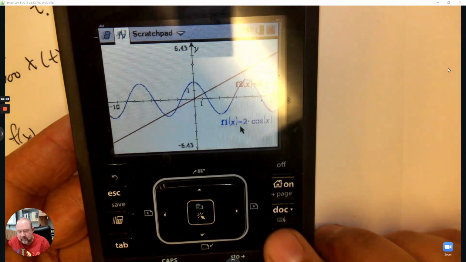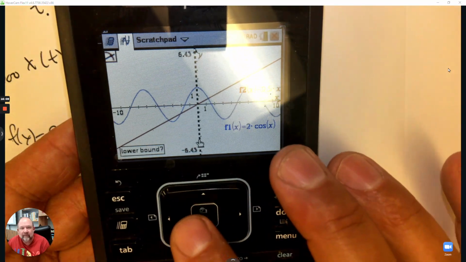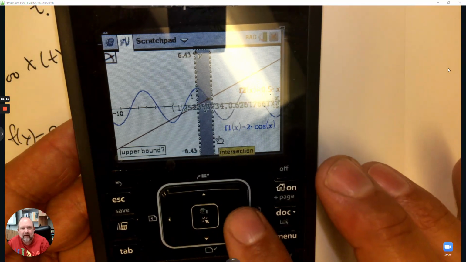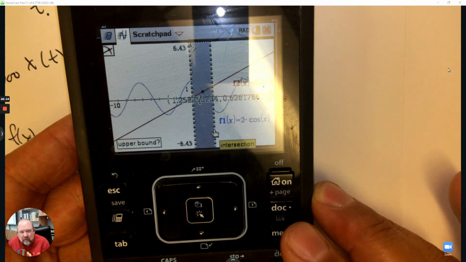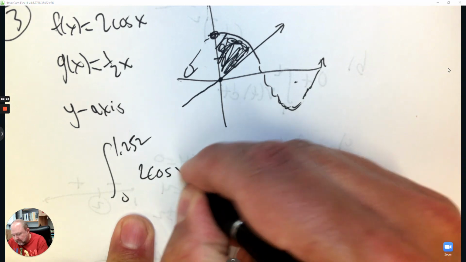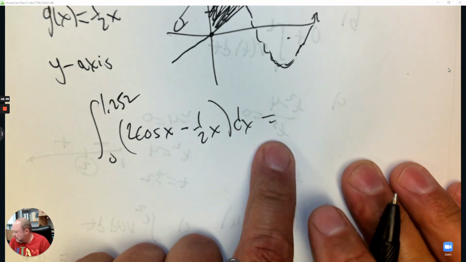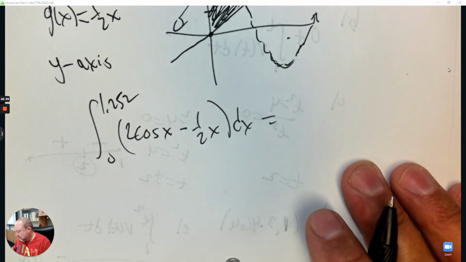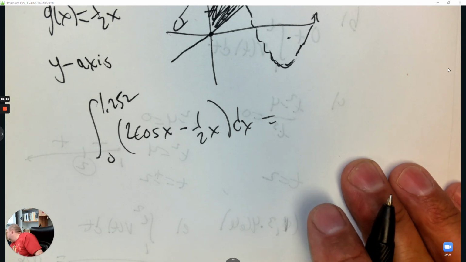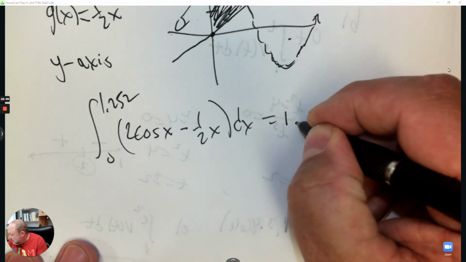So where the red and blue cross, I'm going to go menu, analyze, intersection, and then to the left, and then to the right, and then it's going to highlight over it, and I get 1.252. So we're going to integrate from 0 to that. Top, subtract bottom. That's 2 cosine x, subtract 1/2 x. There's your bounds, and you get, use your calculator.